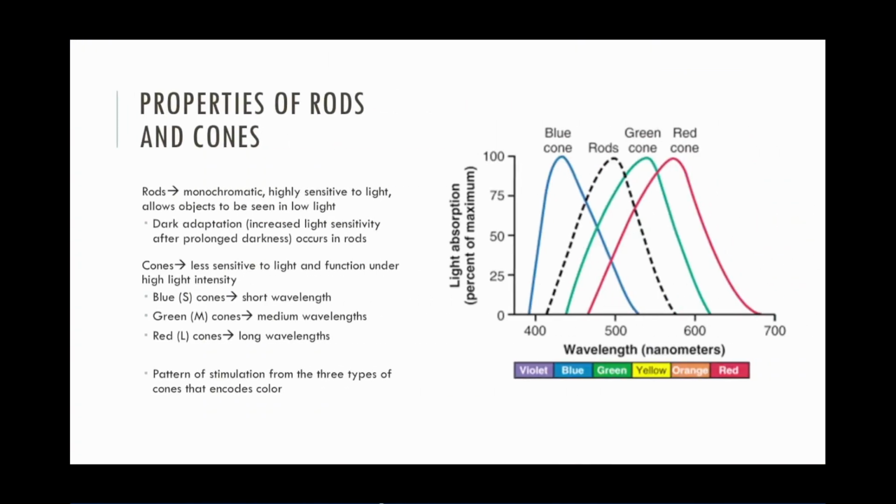Properties of rods and cones. So this is how we actually see color, black and white, low light, how we see better in low light, all has to do with these rods and cones. Rods: monochromatic, highly sensitive to light, and rods allow you to see well in dark light. So we have dark adaptation, increased light sensitivity after prolonged darkness, and that occurs in the rods. So if you've been in a dark room for a long time and you go to a bright light, it hurts and your eyes go crazy because we've adapted to low light.